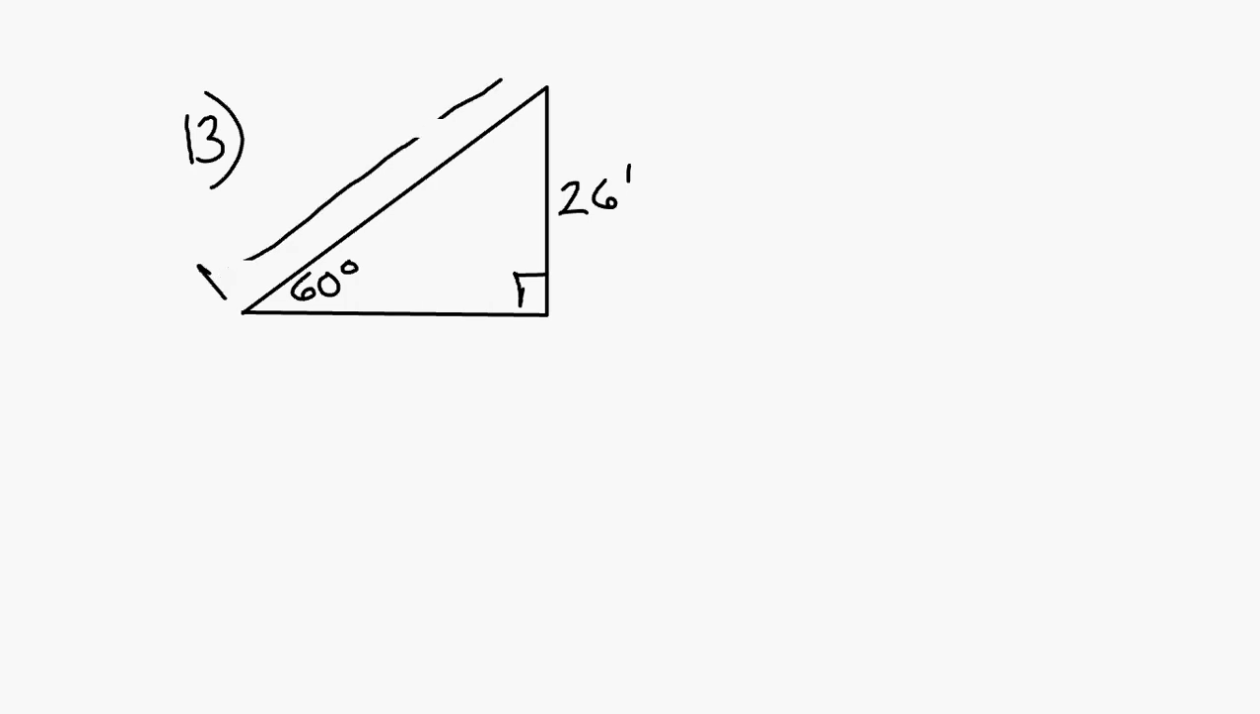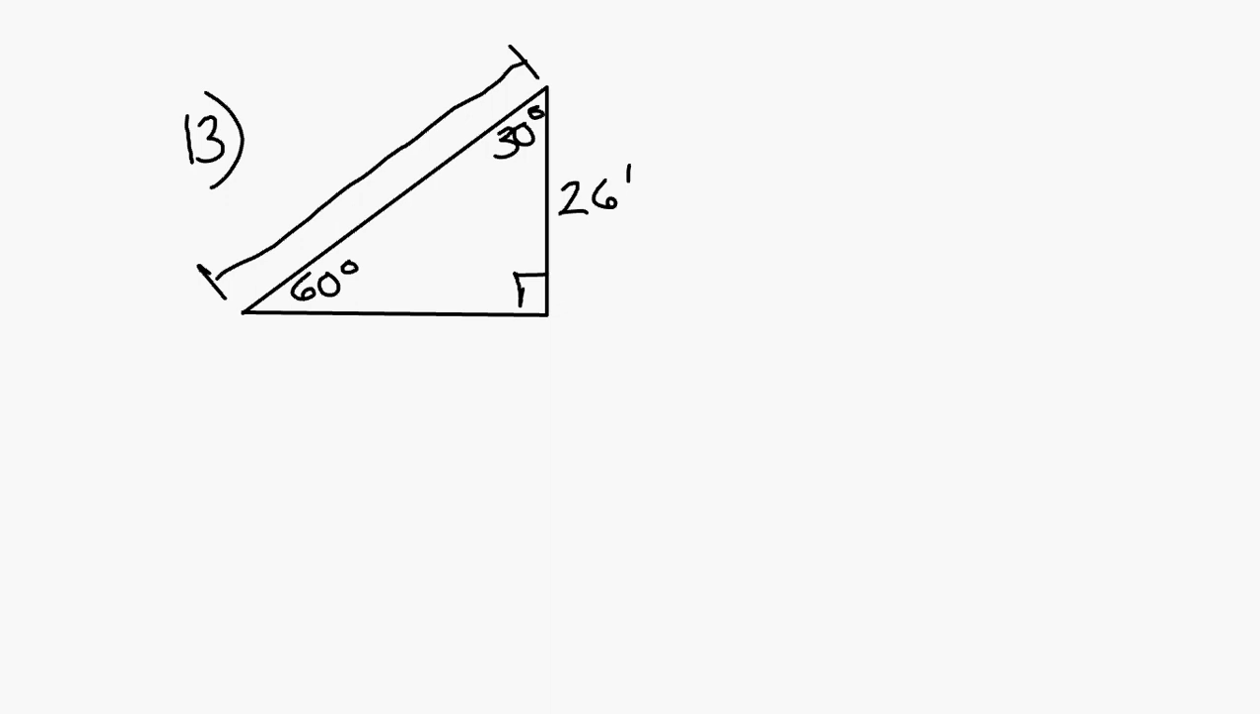This 26 is opposite the 60-degree angle. This third angle up here would be 30 degrees. You've got a 30, 60, 90 right triangle again. You know the long leg. If you find the short leg, you can double it. It'll give you the length of the conveyor belt.